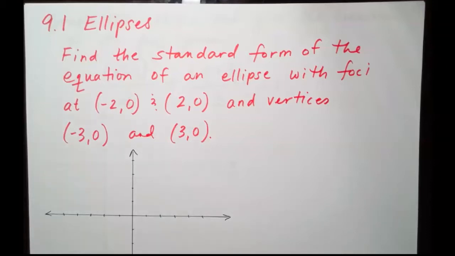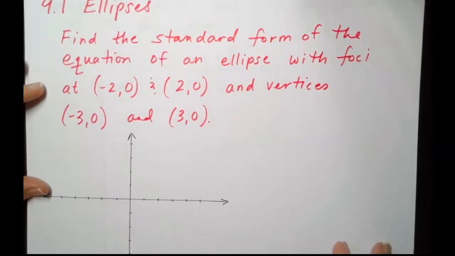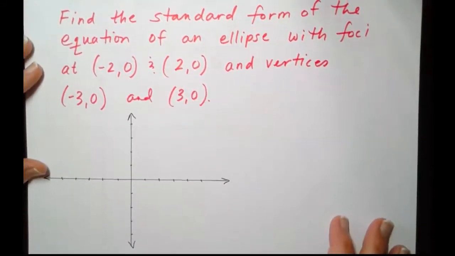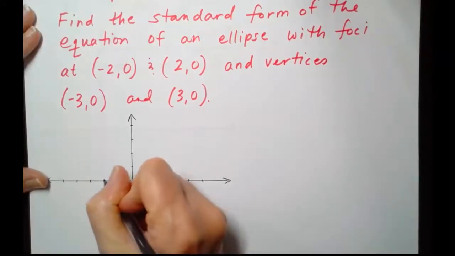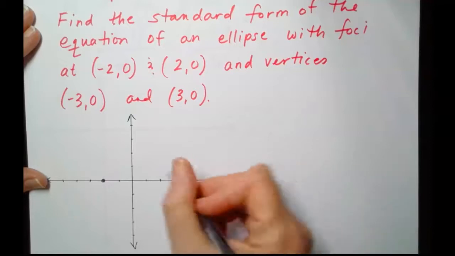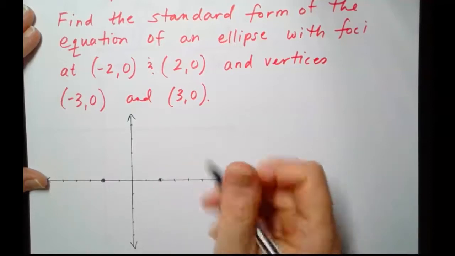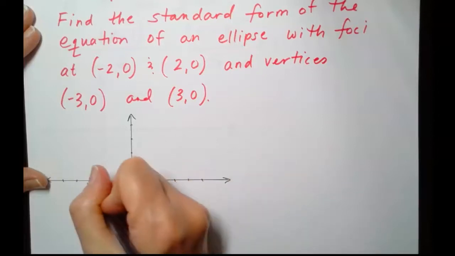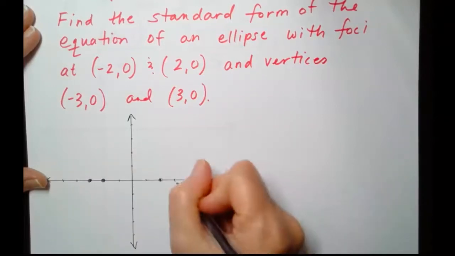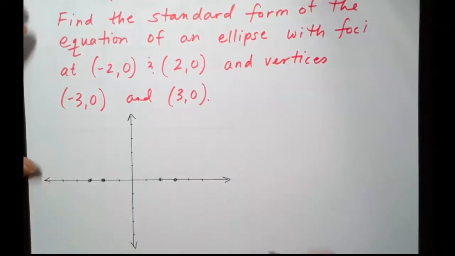So the first thing I'm going to do is draw myself a quick diagram. Don't be lazy. It doesn't have to be perfect, but draw yourself a quick diagram so you understand and can see the orientation of the information that's given. So back 2 up 0 and over 2 up 0. And we have back 3 up 0 and over 3 up 0. So what does this information represent?